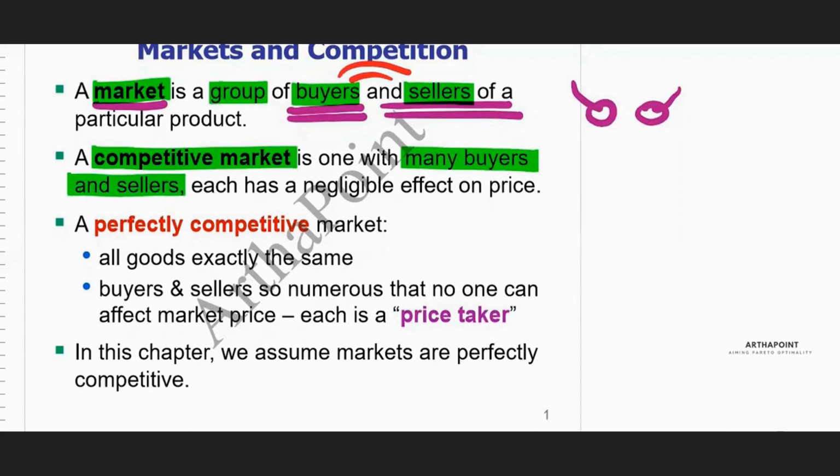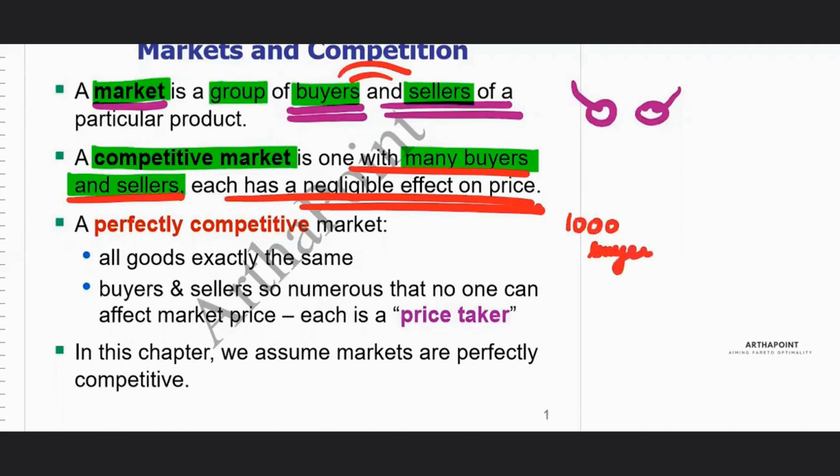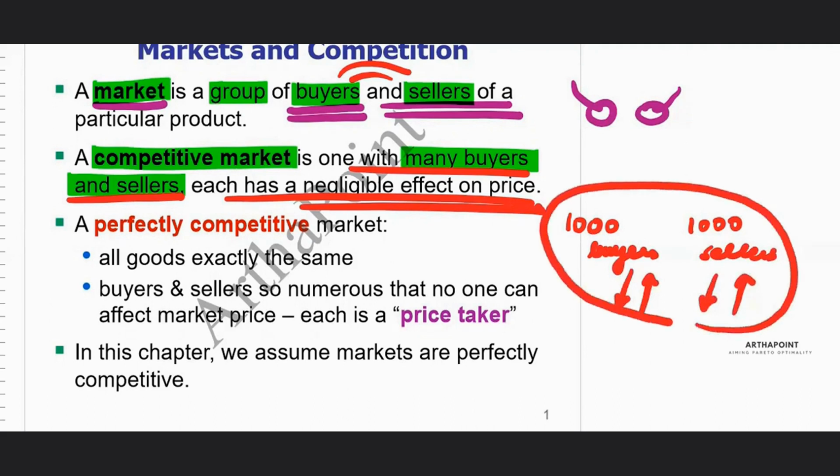And since there are many buyers and many sellers, each single buyer or seller has a negligible effect on price. So imagine that there are 1,000 buyers of a product, and imagine that there are 1,000 sellers of a product. Even when one buyer leaves the market, or one buyer enters the market, or one seller leaves the market, or one seller enters the market, because these are a very small part of a bigger market, they don't have any effect on the market.